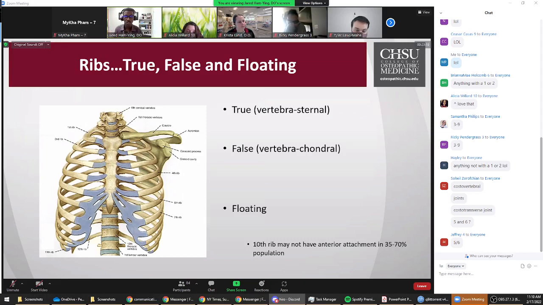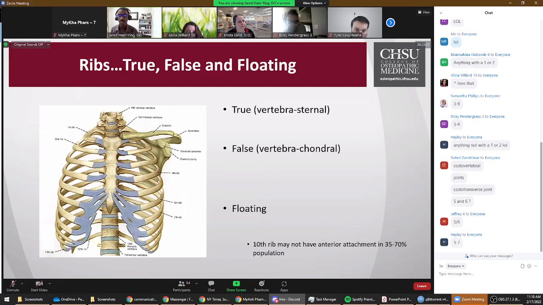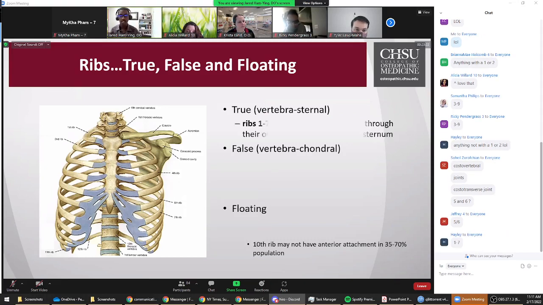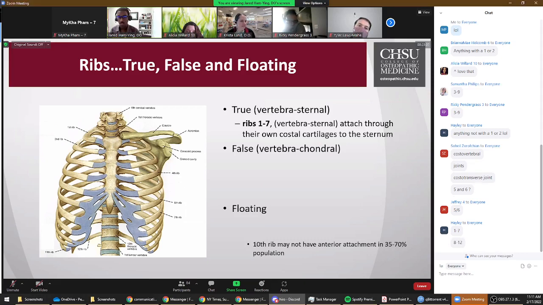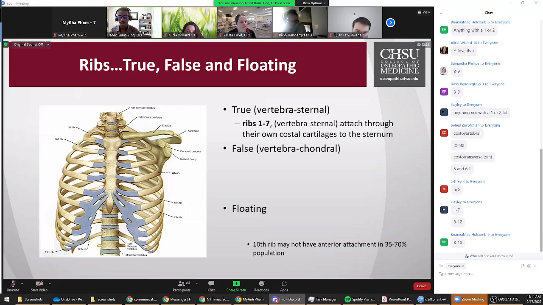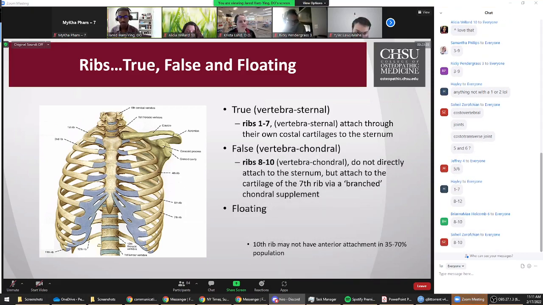The ones that'll attach directly to the sternum. Excellent. Perfect. 1 to 7. How about our false ones? These are the ones that have a cartilaginous attachment but aren't exactly attached directly themselves. Perfect. That's that 8 through 10. Great. And then our final ribs, by association, you all know this then. 11 and 12 are floating ribs. No anterior attachment at all, only attached to that posterior aspect.